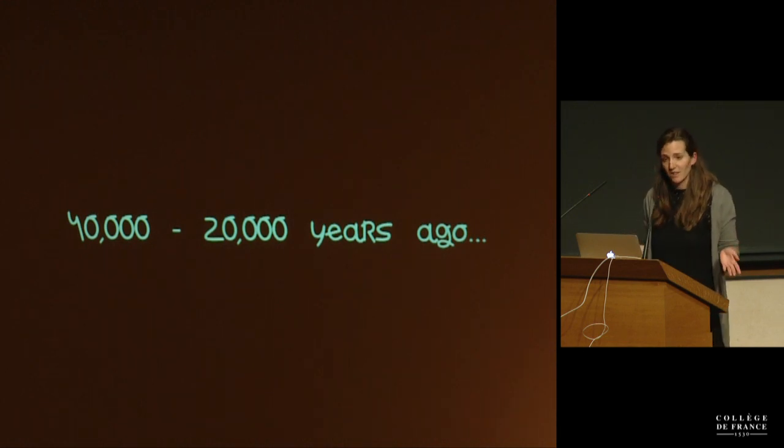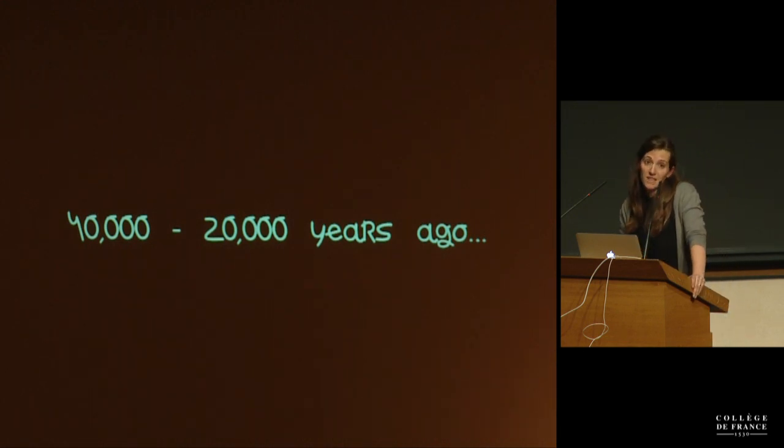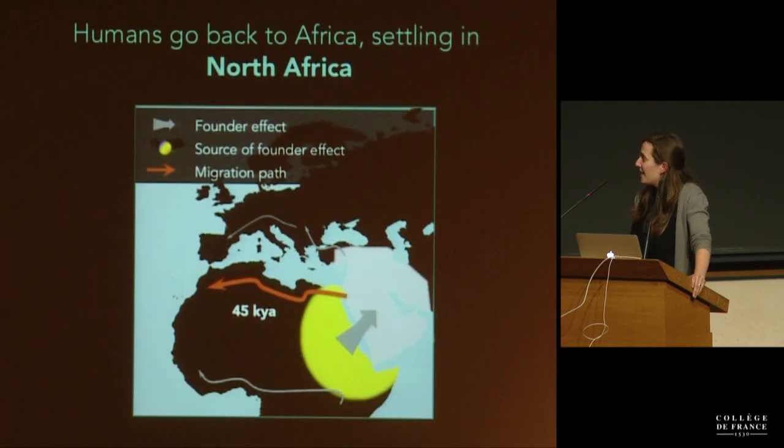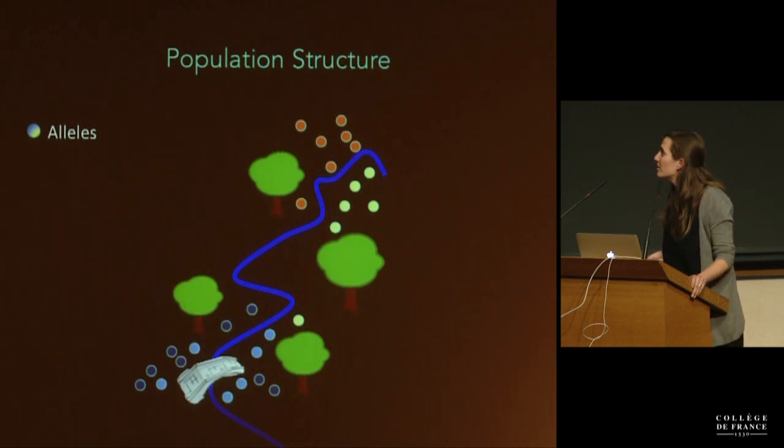What happened between 40 and 20,000 years ago? From archaeological data, the oldest modern human fossils are found as far afield as England, China, and Southeast Asia. They date to around 45,000 years ago. So humans expanded quite fast. And more interestingly, we have been able to trace that humans went back to Africa, actually, and settled in North Africa. I will now show you the genetic data that shows that.